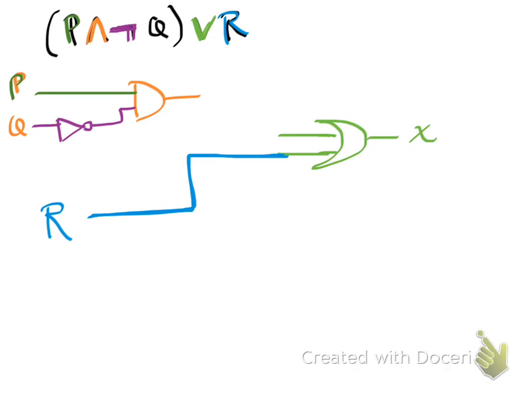All we then have to do is to go ahead and connect it to the OR gate that we already had earlier. And there you go. P and not Q, or R. And this circuit, if you put in some inputs, will produce either a 1 or a 0 depending on what those inputs are.